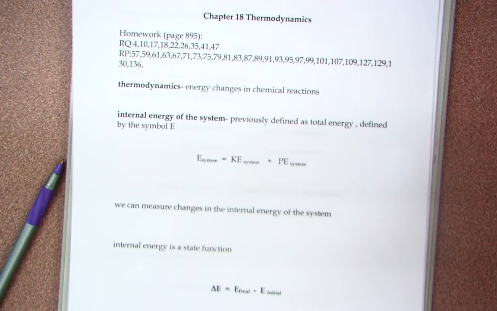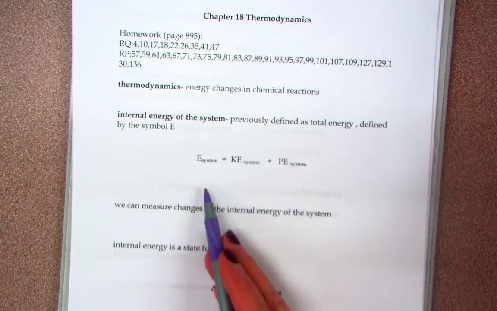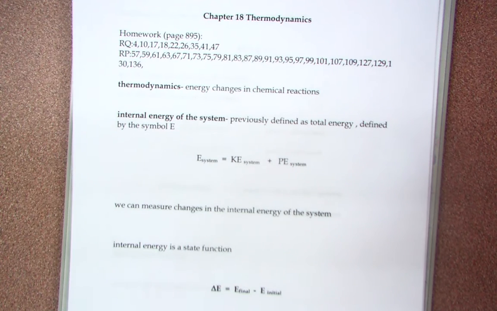We learned about enthalpies, and you remember Hess's law and enthalpies? And you remember that when something is exothermic, heat exits the system, it has a negative sign. When something is endothermic, heat is entering the system, or heat is a reactant, and it has a positive sign. So we talk about the energy of the system, and we look at the internal energy of the system, which was previously defined as total energy, and we use the letter E. So the energy of the system can be thought of as the kinetic energy plus the potential energy.